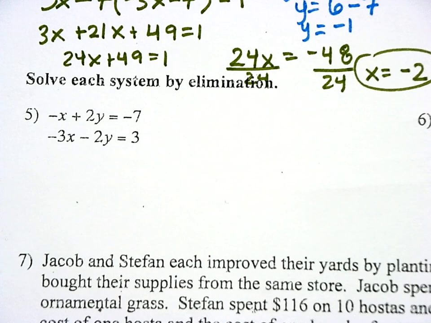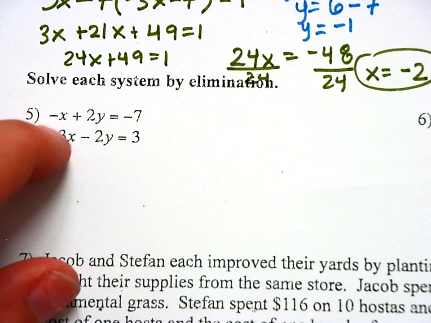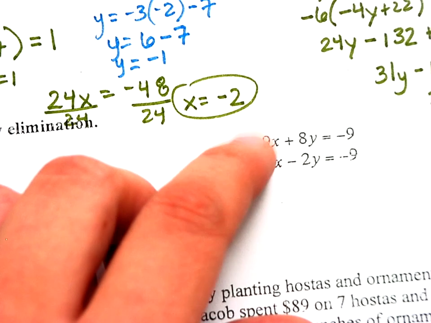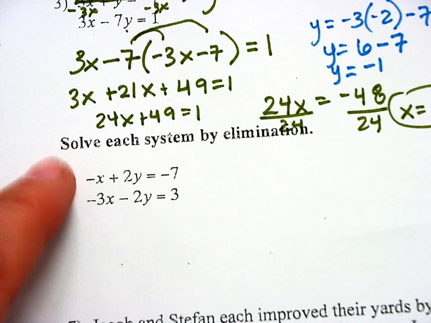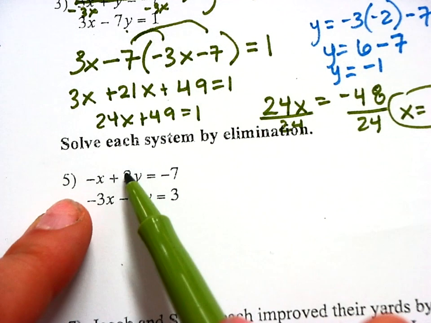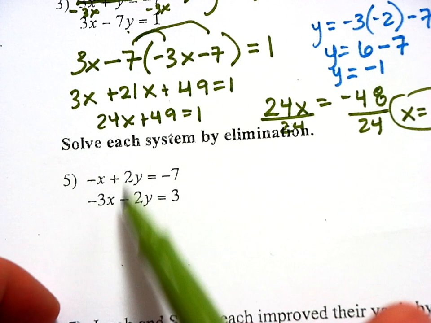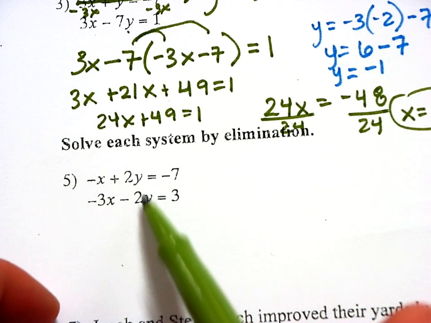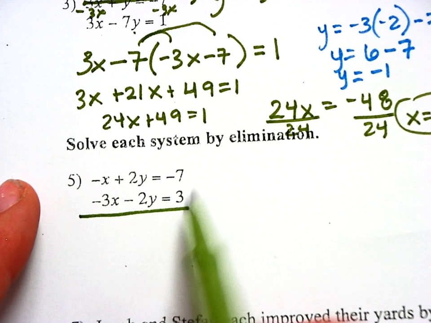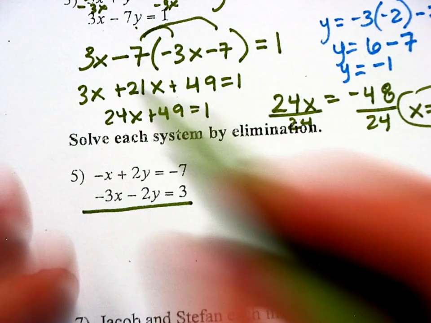Okay. Next few are using elimination. So you need to look and see, can I just add them together to eliminate a variable, or do I need to multiply by something first? So this first situation, I have a positive 2 and a negative 2 in front of y. That means if I were to add these two equations together, our y would be eliminated. So that means I can just go right off into adding these together.